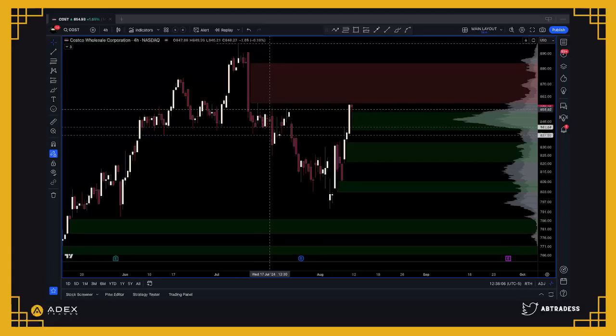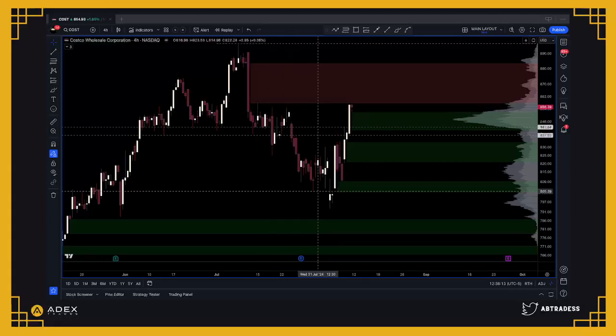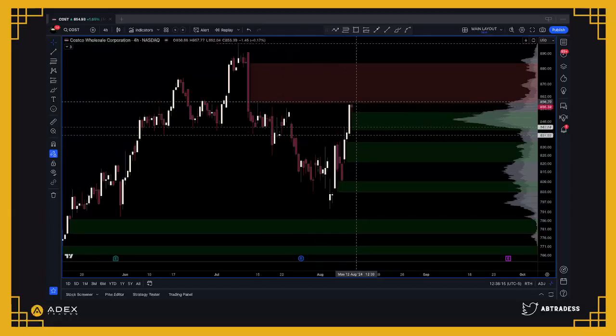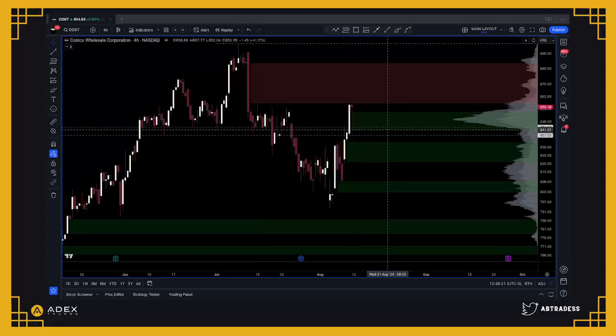Because look at the difference in this price action versus this. Reject, reject, reject, dump down. Now we're accepting, and we're flipping this candle. It used to be this candle, but now we're flipping it. So that's already a good sign to me.